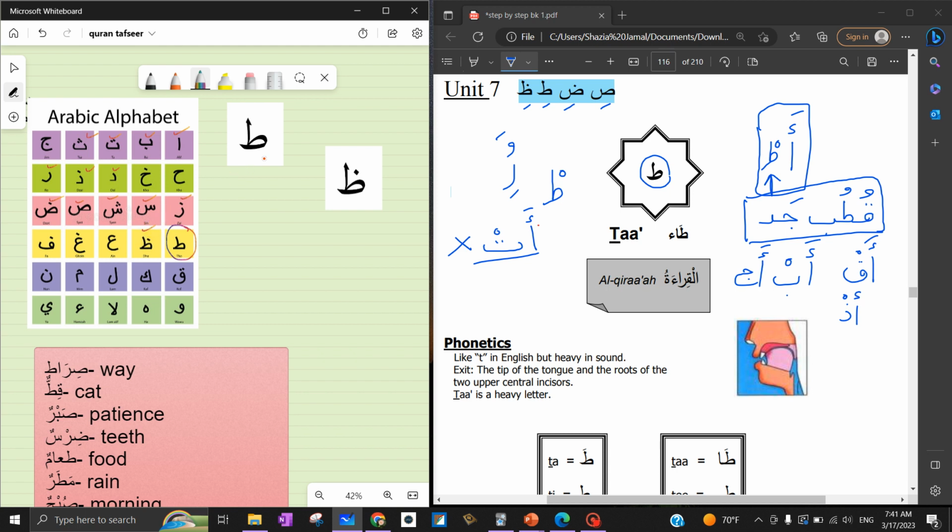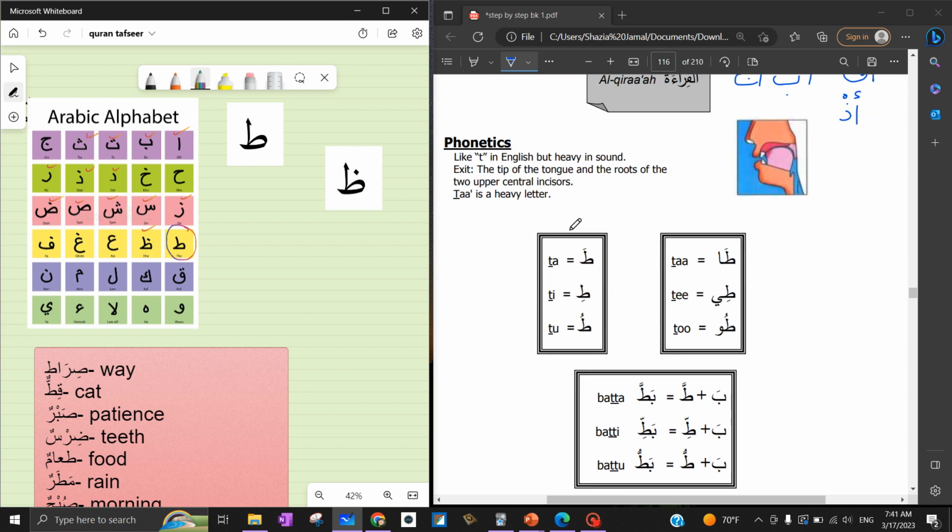Ta is a heavy letter. And how do you pronounce it? What is the articulation for the letter ta? The position of the makhraj of this heavy letter ta is the same as the Arabic letter we learned before as ta. The makhraj of ta is just behind your upper incisors. Your tip of the tongue is going to be behind the upper incisors.